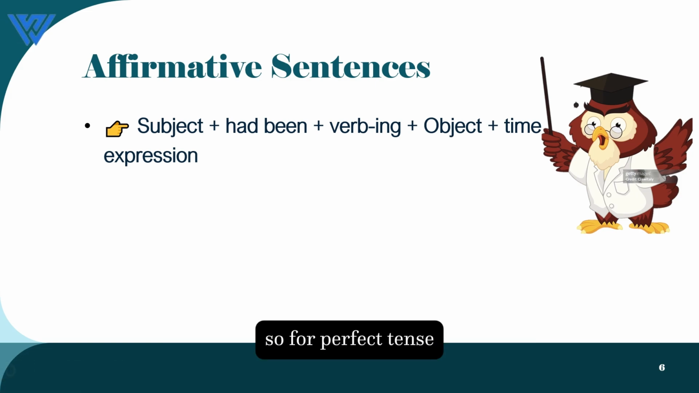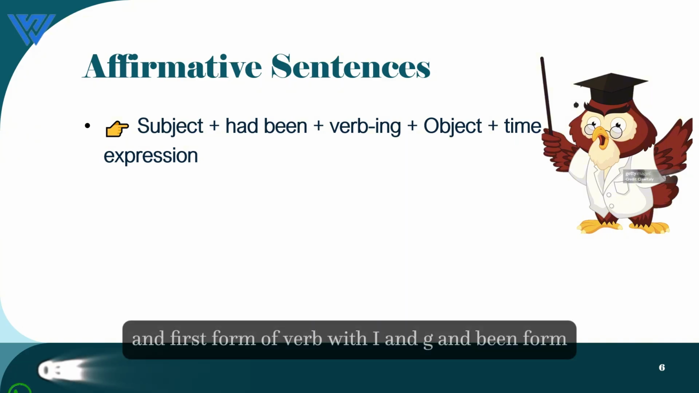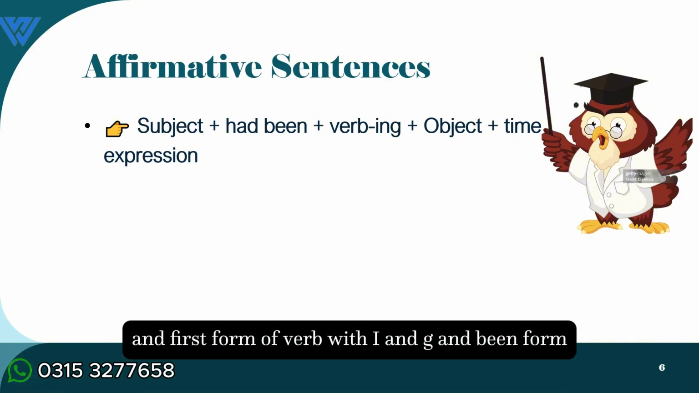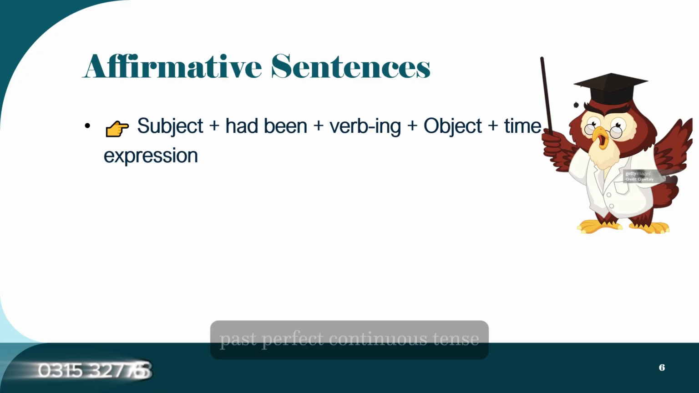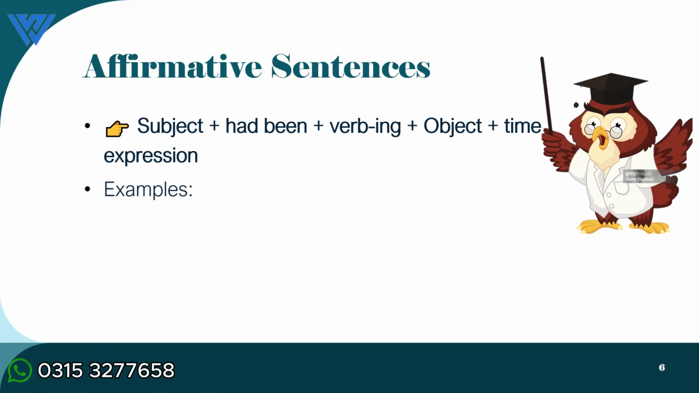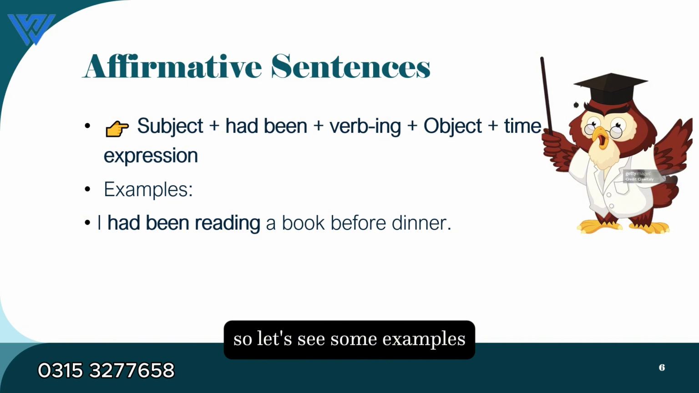So for perfect tense we had taken had लिया है perfect tense से and first form of verb with ing and been form continuous tense. तो दोनों को मिला के हमने बना दिया past perfect continuous tense. वो actions जो बहुत टाइम से जारी थे और उनके बाद कोई और action मुकम्मल हुआ उसको describe करने के लिए past perfect continuous tense. So let's see some examples.